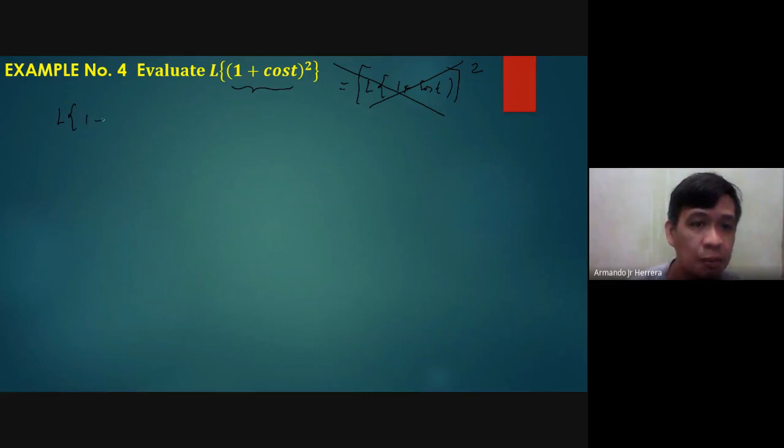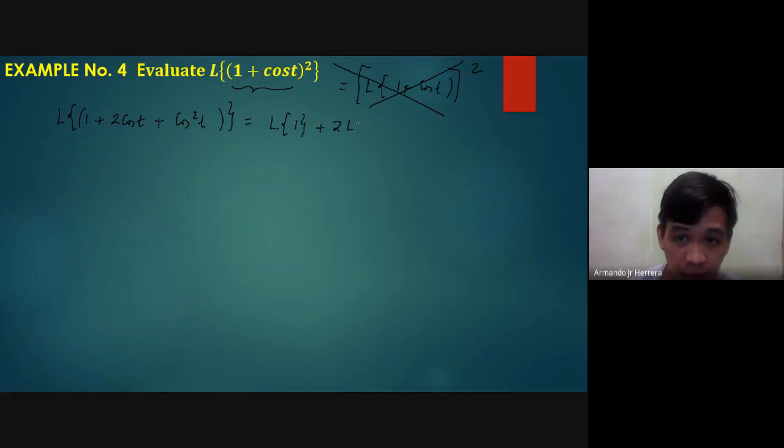So, you have 1 plus the product of the two. So, that's 2 cosine t plus the square of cosine t, which is now equal to, using linearity property, the Laplace transform of 1, plus 2 must be put outside, the Laplace transform of cosine of t, then plus the Laplace transform of cosine squared of t. So again, using this principle, it's impossible na kukunin natin ang Laplace transform ng cosine and then i-raise natin sa second power. That's not possible.